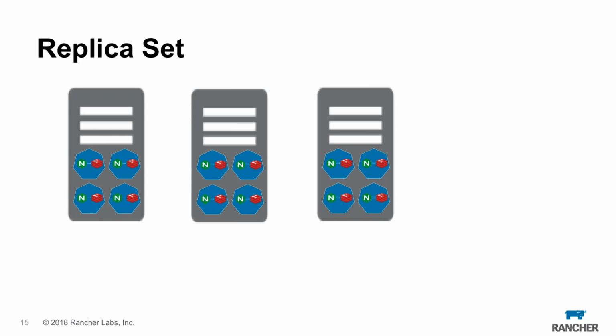So here's 3 nodes, each running 4 replicas of our pod. Kubernetes has been kind enough to spread them across all 3 nodes evenly, because Kubernetes is awesome. One of our nodes dies. Oh no, the end of the world is upon us.